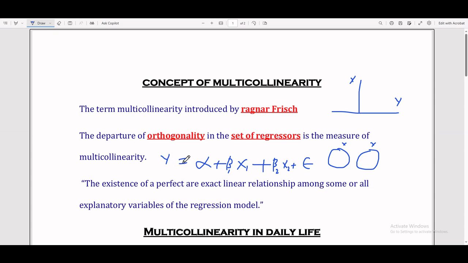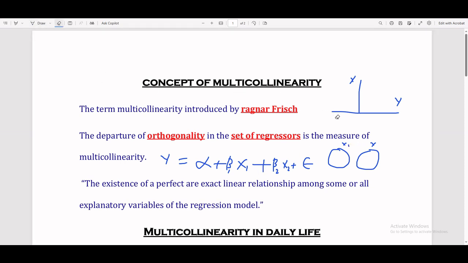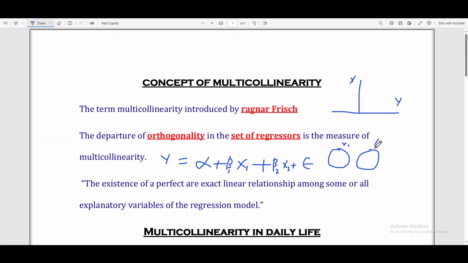So the departure of orthogonality: x1 and x2. These are orthogonal to each other because there is no point common. Suppose there is something common between x1 and x2. It means they are not orthogonal to each other.